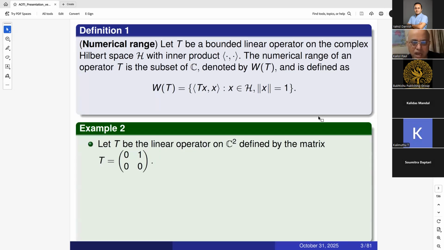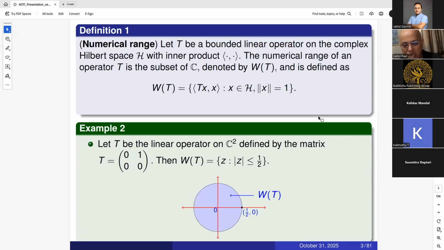So let us see how this set W(T) looks like for very elementary operators. If you look at this operator, for example, this nilpotent operator, or the 0, 1, 0, 0 matrix, then it's a very nice figure, and it gives you the circle with radius half. So very nice geometrical shape.